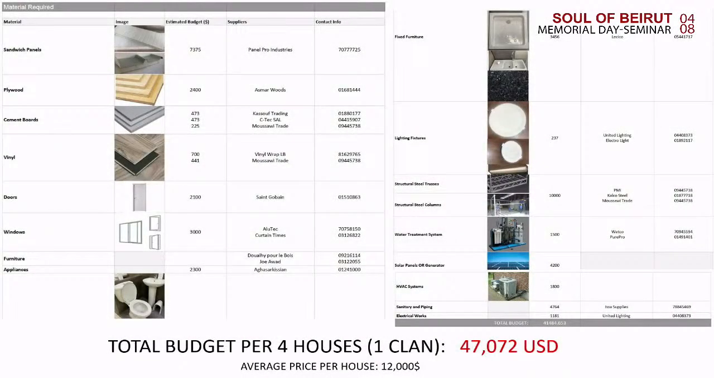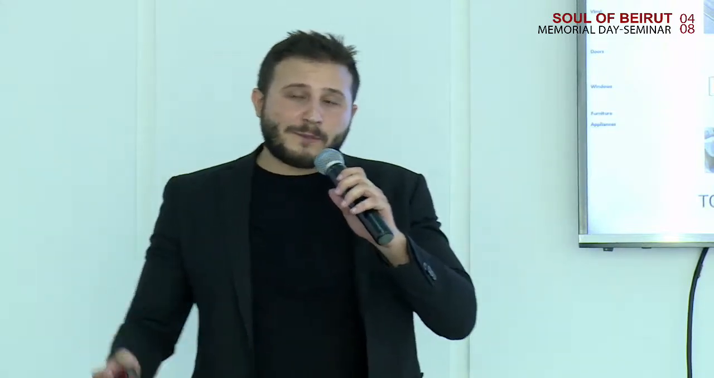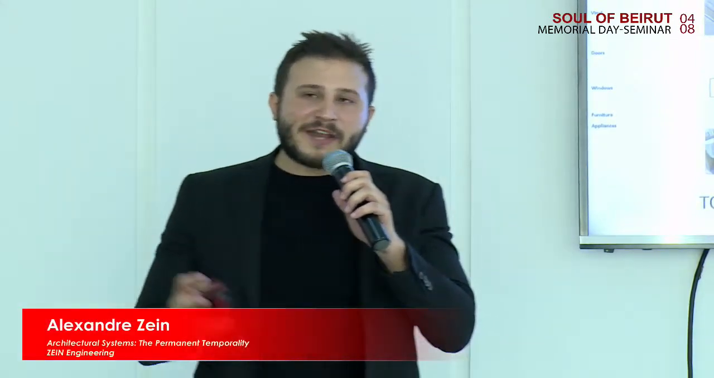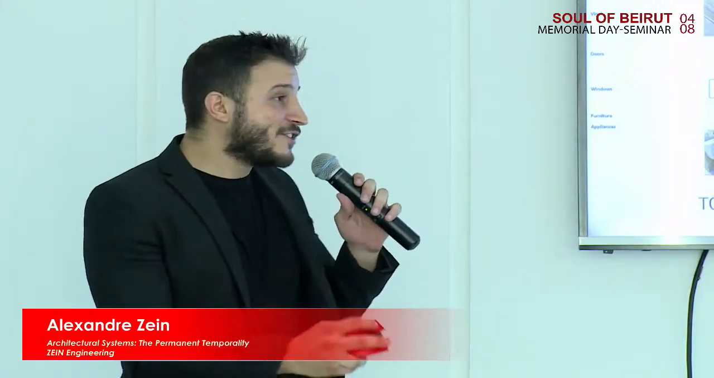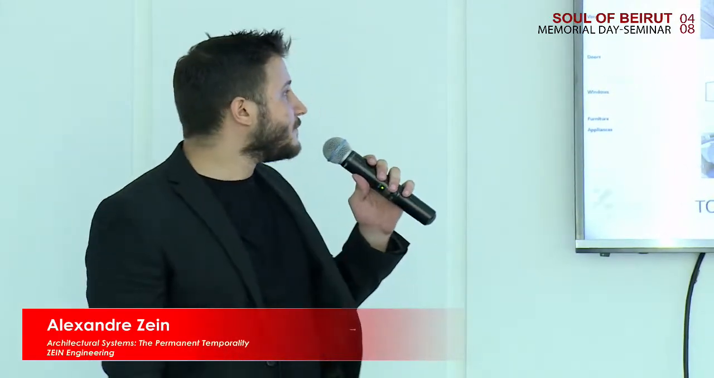And then we made an accurate BOQ. We stacked all the materials needed for this project. And it turned out that the budget per four houses will cost $47,000. So the average price per house is $12,000, which is considered negligible compared to how much a damaged house will cost and how much time it will take. Not to forget that some houses require a year or a year and a half to be repaired. So these people are staying a year and a half precarious. They have no place to stay. They don't have any home. So that's why this project is in need.